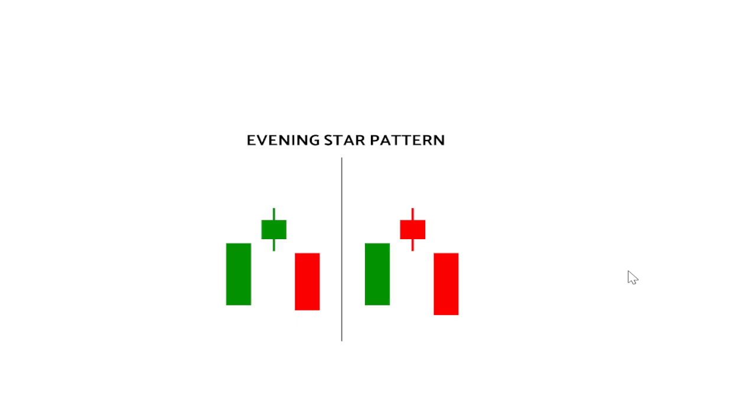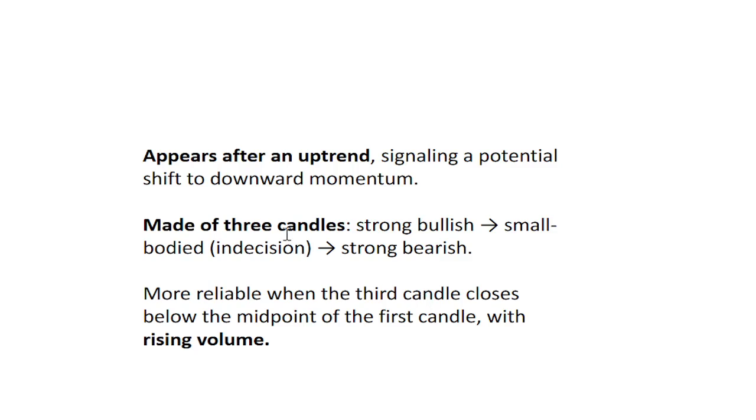So this is an evening star pattern. It could be a red or a green, it's still the same pattern. So let's look there. Appears after an uptrend, signaling a potential shift to downward momentum. Made of three candles: strong bullish, small body indecision, strong bearish. More reliable when the third candle closes below the midpoint of the first candle with rising volume.